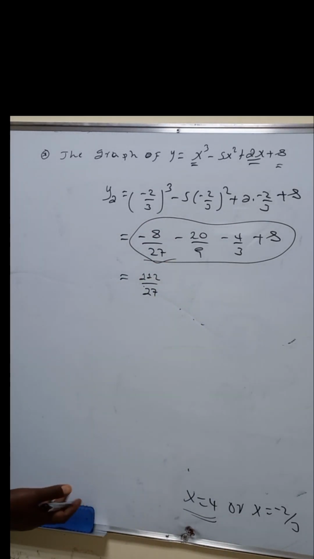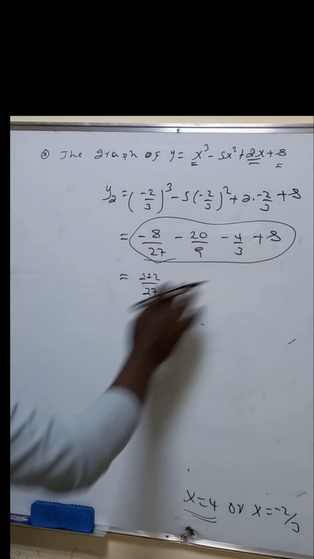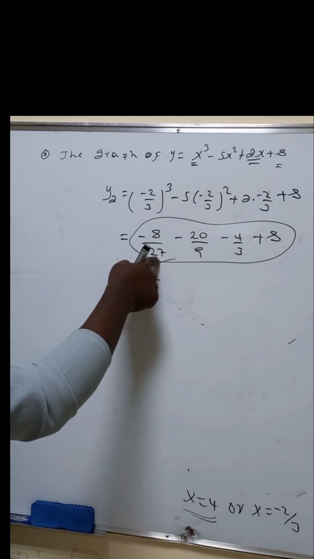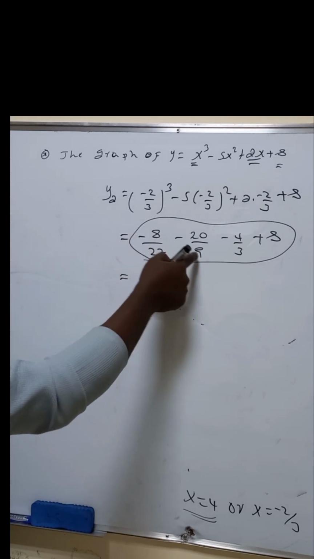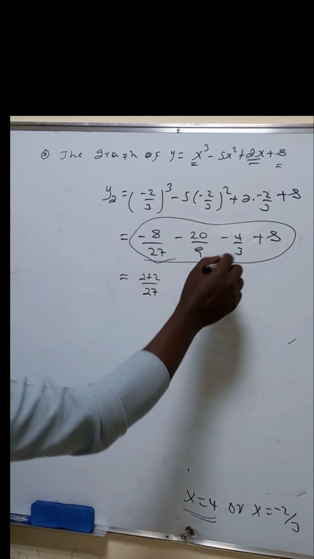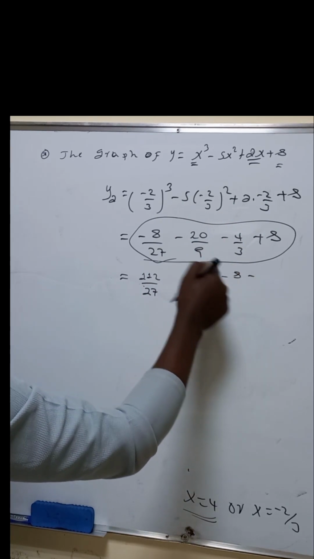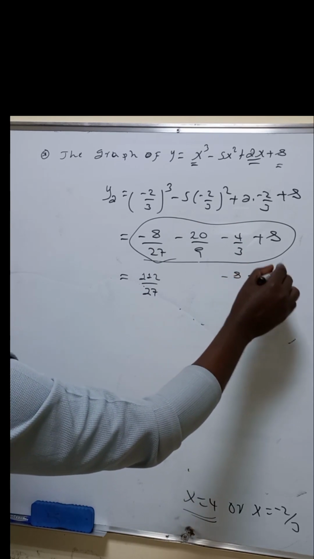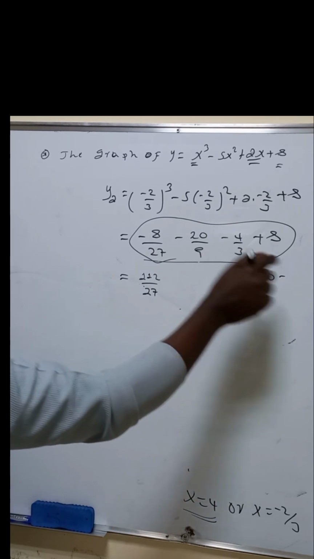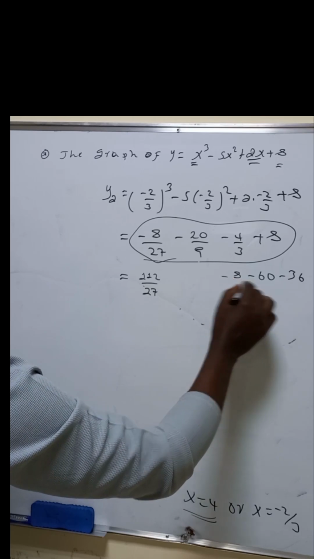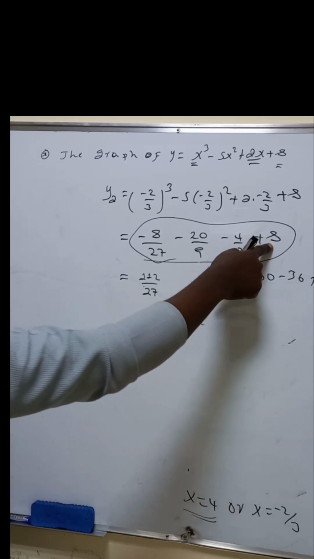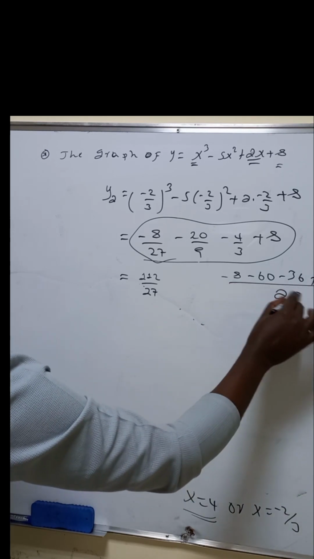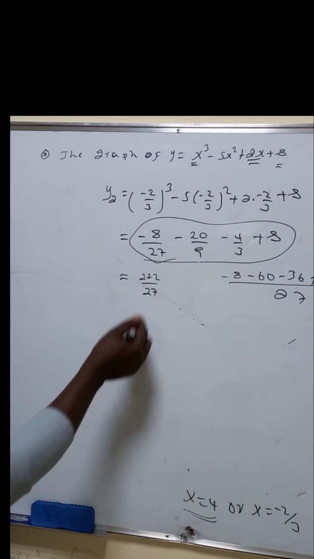You know how to do this, because the LCM for all of these is 27. So 27 divided by 27 is 1 times the term itself. 27 divided by 9 is 3, so 4 times 3 is 12, and 20 times 3 is 60. 27 divided by 3 is 9, and plus 8 times 27 over 27. If you calculate this, you have this result.